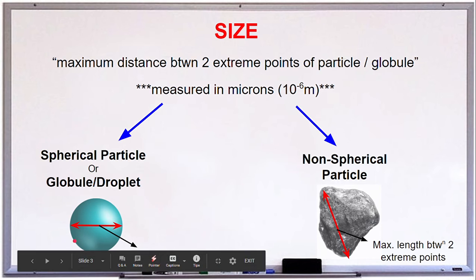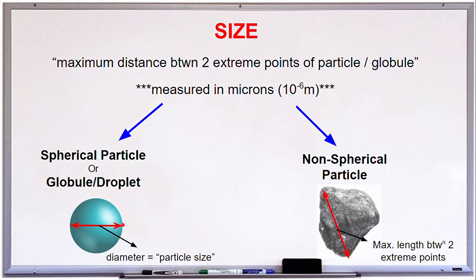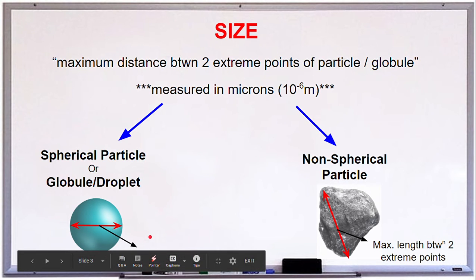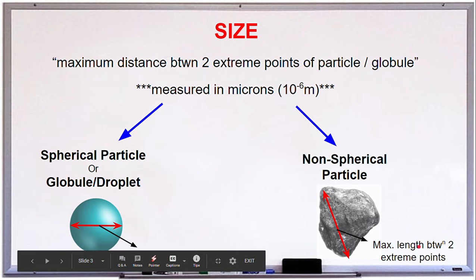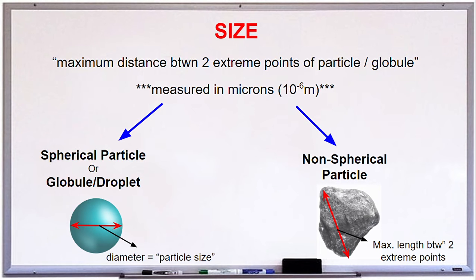The particles may be spherical, or globules or droplets. In this case we consider the diameter, which is again the maximum distance between the two extreme points, and the diameter is taken as the particle size. But in the case of a non-spherical or irregularly shaped particle, we find the maximum length between the two extreme points of the particle, and this maximum length is considered as the size. So size can be measured either way, for spherical as well as non-spherical particles.